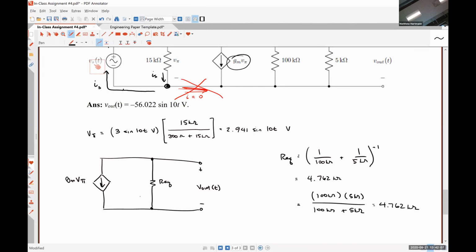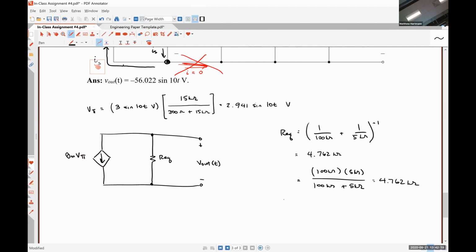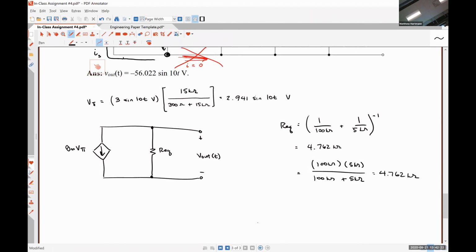Anybody want to tell me how to do it? All right, so the answer is 56.022 sine 10t volts. However, my answer that I have written up here is negative. Why is there a negative sign? Exactly right. The current is flowing into the negative polarity terminal.